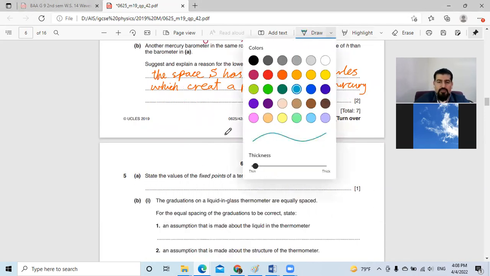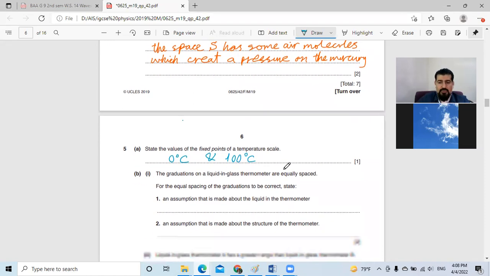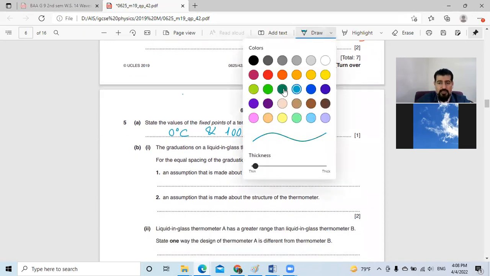Question number 5, what do they ask? State the values of the fixed points of the temperature scale in degrees. We have two fixed points: the melting of pure crushed ice, 0 degrees Celsius, and the boiling of pure water, 100 degrees Celsius. So 0 degrees Celsius and 100 degrees Celsius. These are the two fixed temperatures that I have to mention.